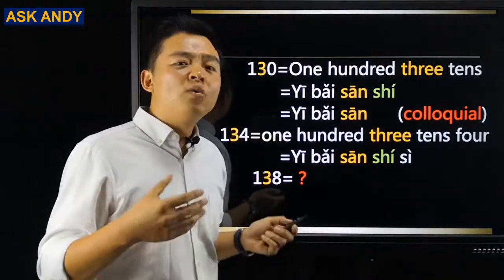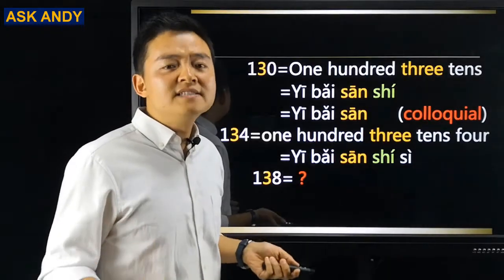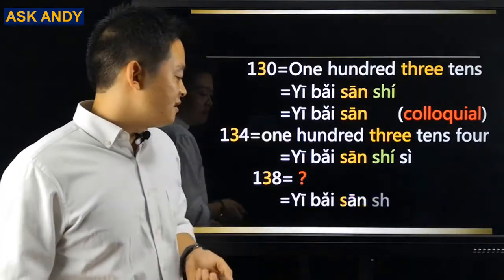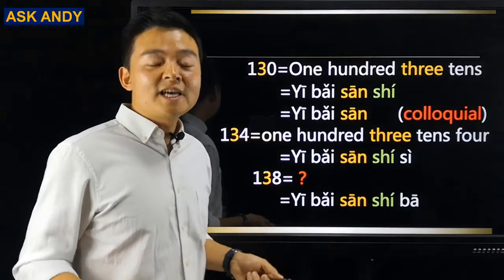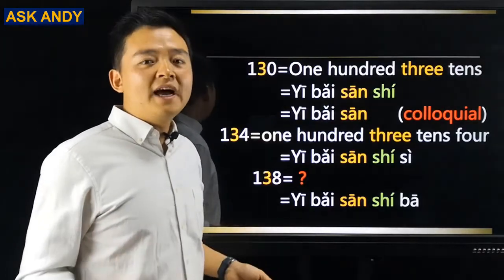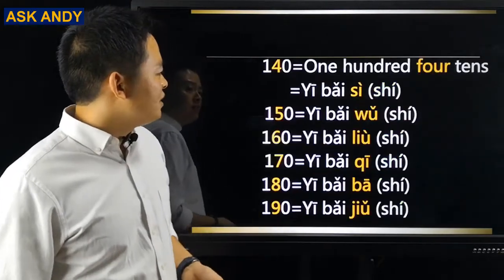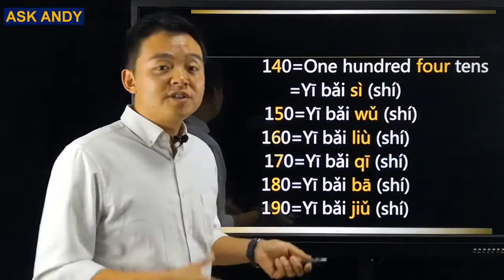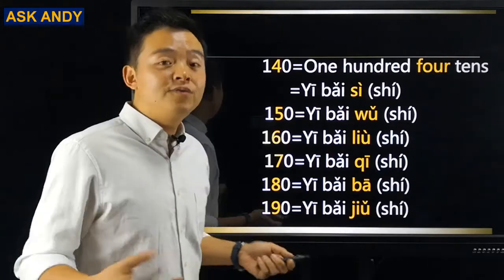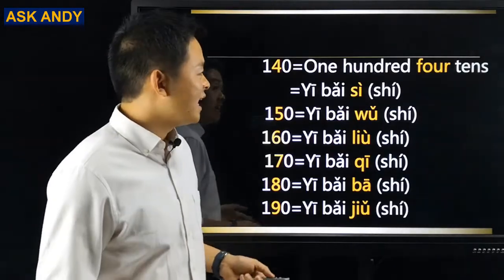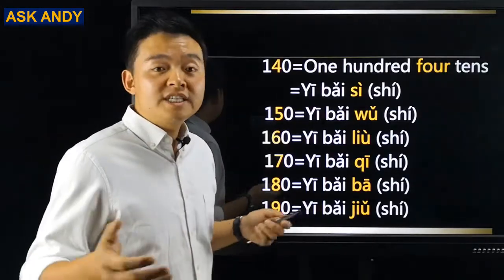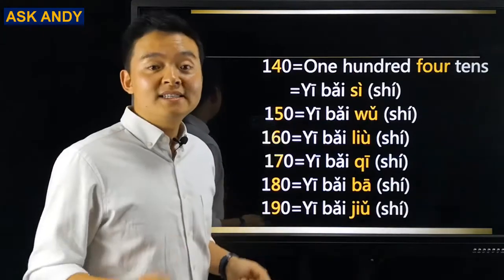So that will be 103 tenths 8. That is 138. That's it. And then now it becomes easy. So we just follow the pattern to move on. So 140, we can read it as 104 tenths. So that will be 140.